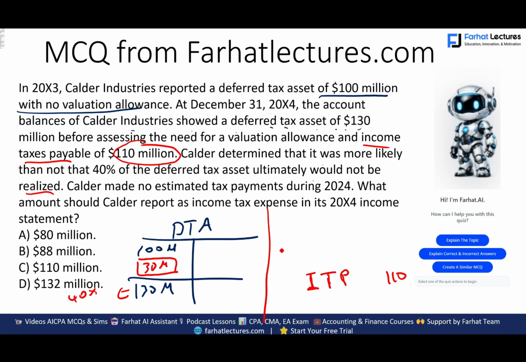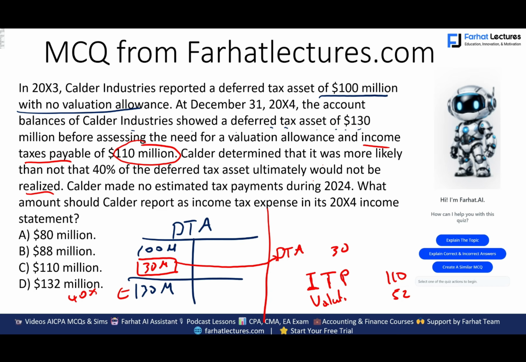I'm told I booked DTA of 30. I'm going to notice here, this is the debit for DTA. That's also given to us, figuring out the balance. I'm also told that 40% of the 130 million should be valuation allowance. So if I take 130 times 0.4, I have a valuation of 52. Okay, valuation of 52.